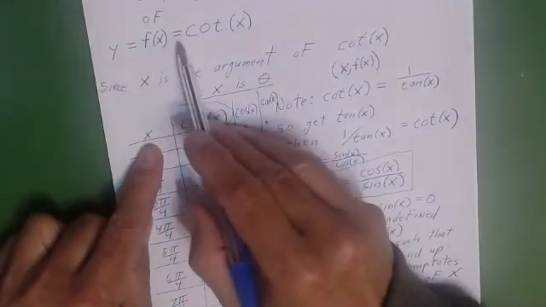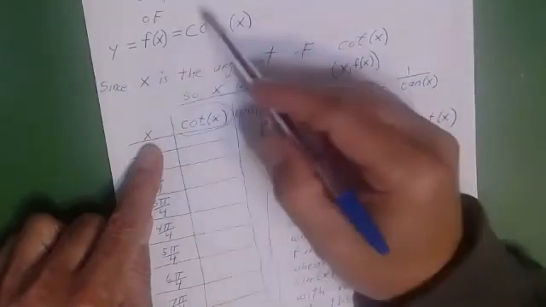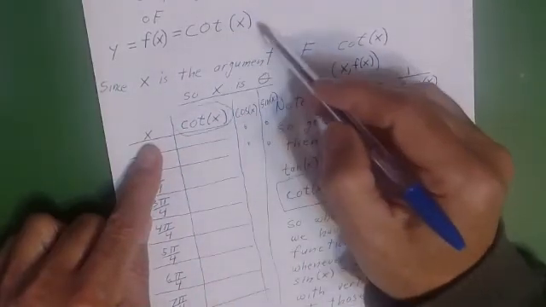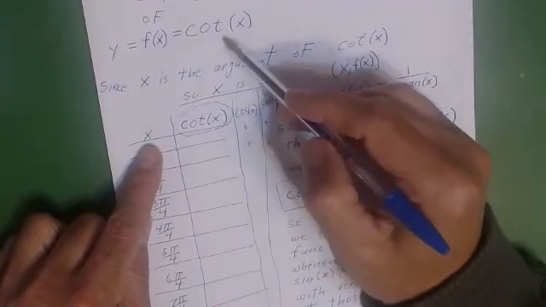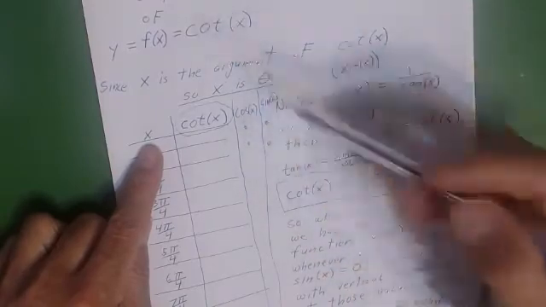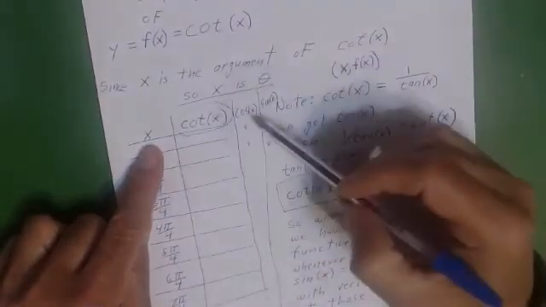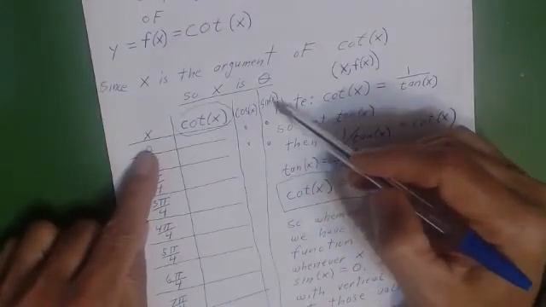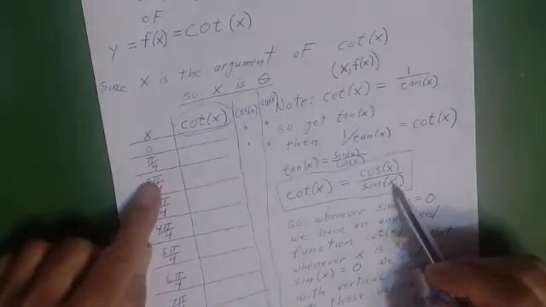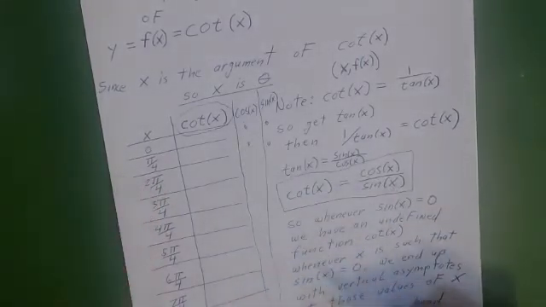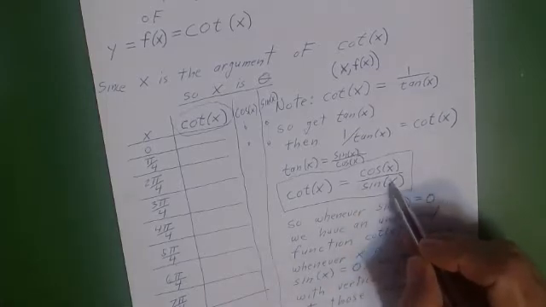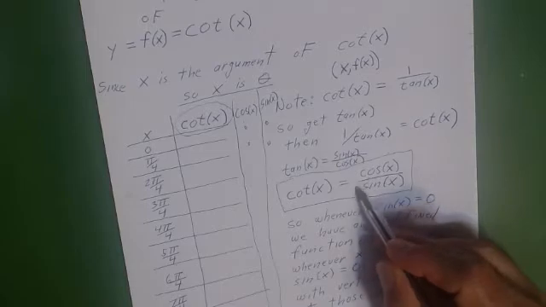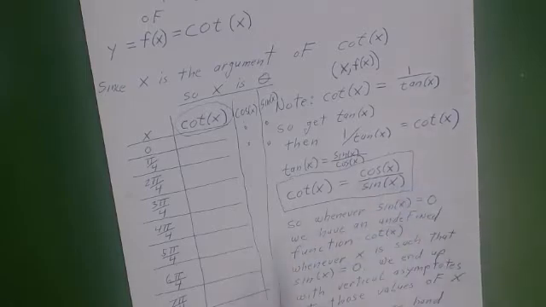The value of the function is the whole thing, okay? And here it's just cotangent of x, so that's the value, that's the y value. To get that, it may make it easier if you make a little table and record the cosine and sine, then you can do the division. That gives you the value.